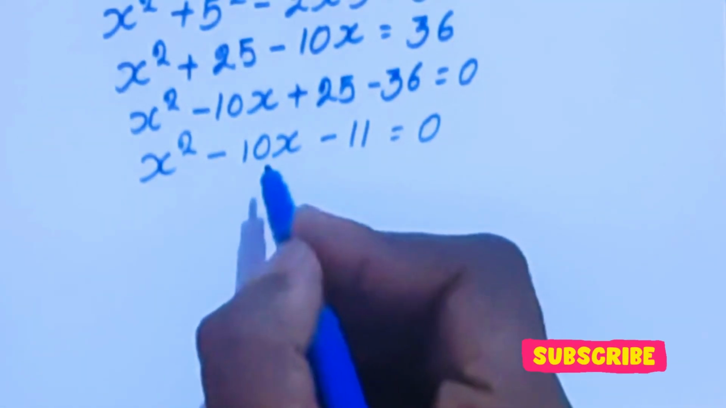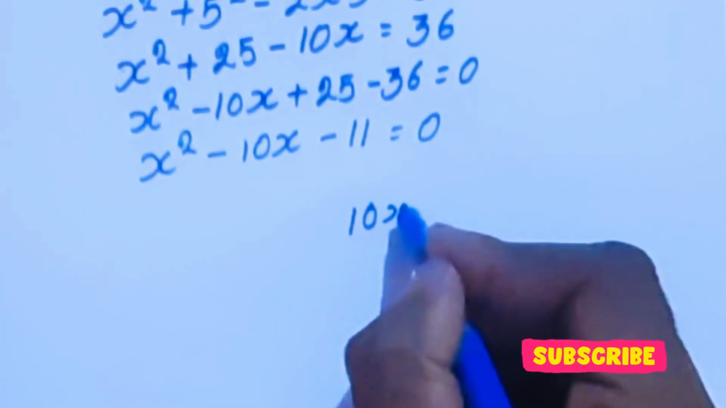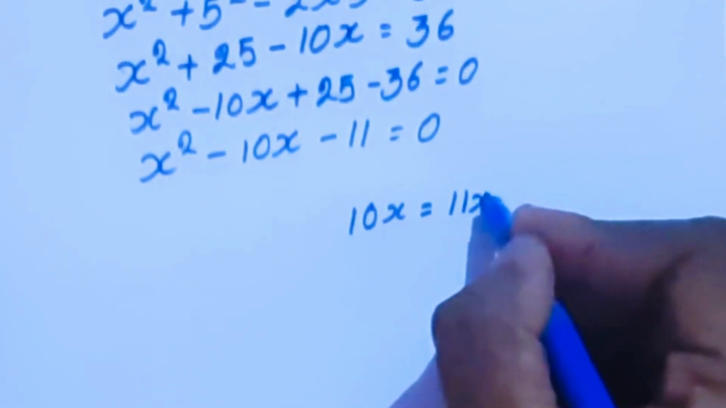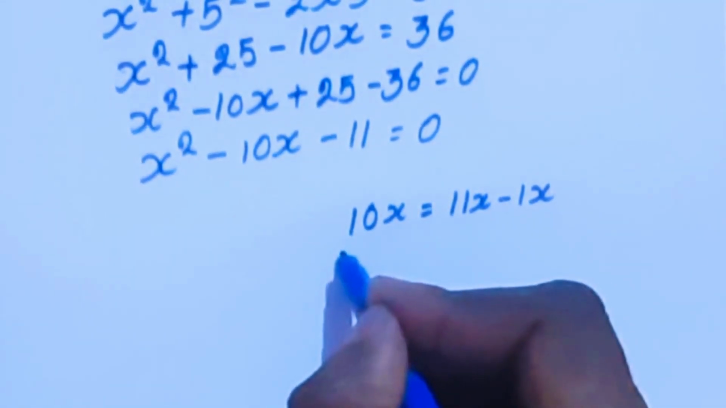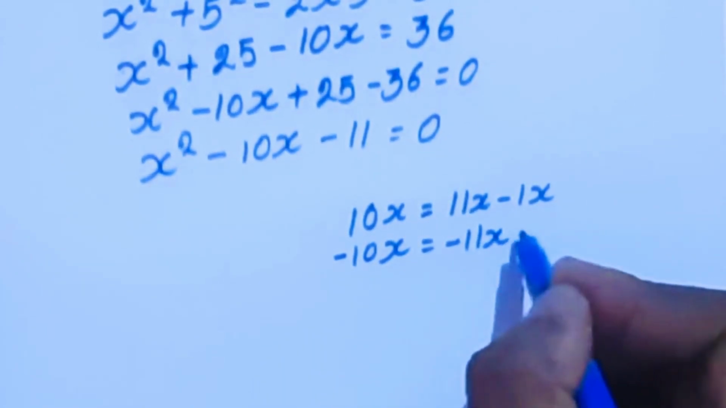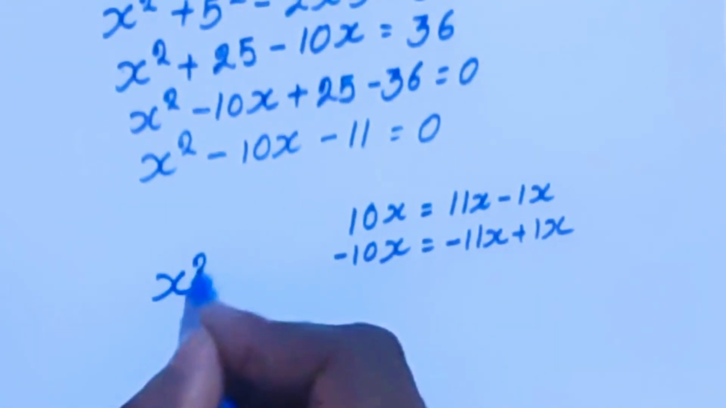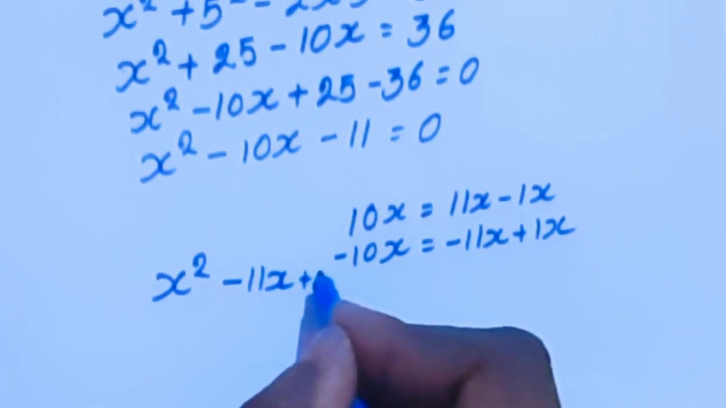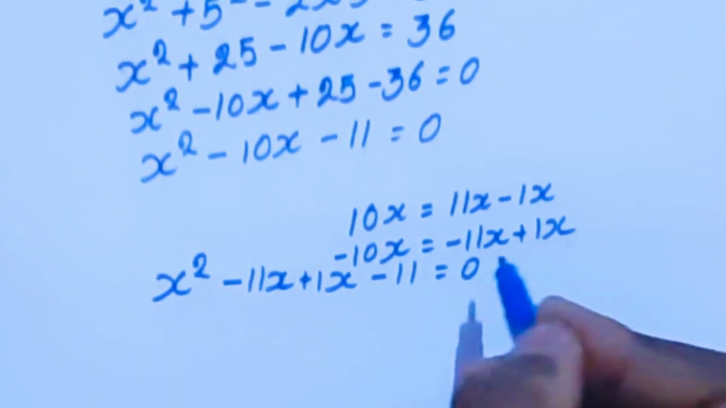This 10x can be written as 11x minus 1x. So here it is minus 10x, so minus 11x plus 1x. x square minus 11x plus 1x minus 11 equal to 0.